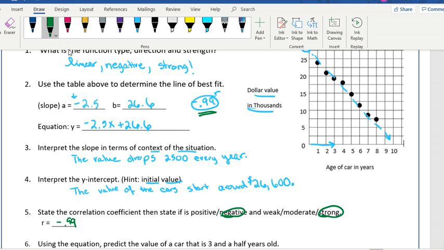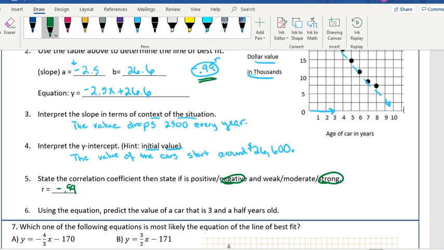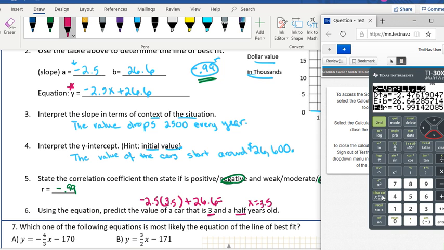Use the equation to predict what the car will be worth in 3.5 years. So for that, I've got to scoot this down a little more. I can see the equation, so all is well. I don't have room to write it down below here, so I'm going to write it right above. So I have negative 2.5 times x plus 26.6. So 3.5 years means that x is equal to 3.5. So at 3.5, I'm going to put this in the calculator, and I'm not guessing this. It doesn't take long to do it.